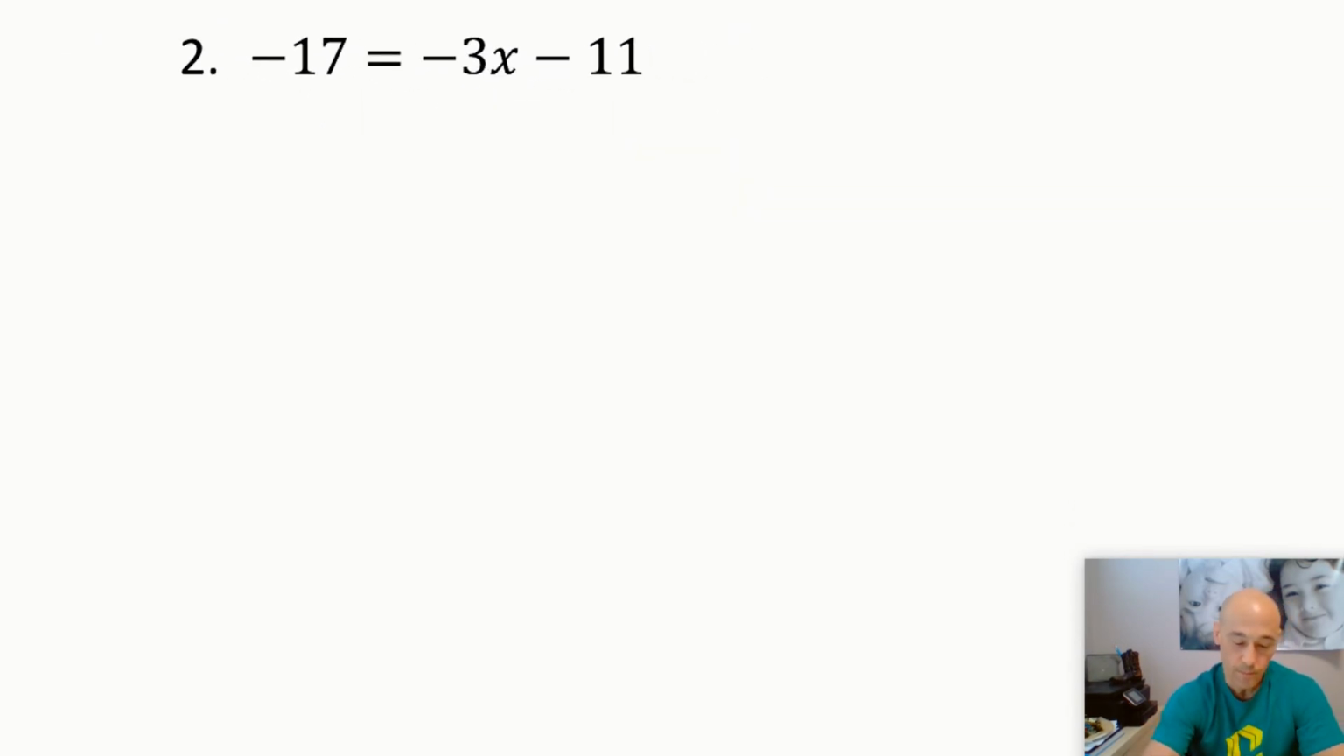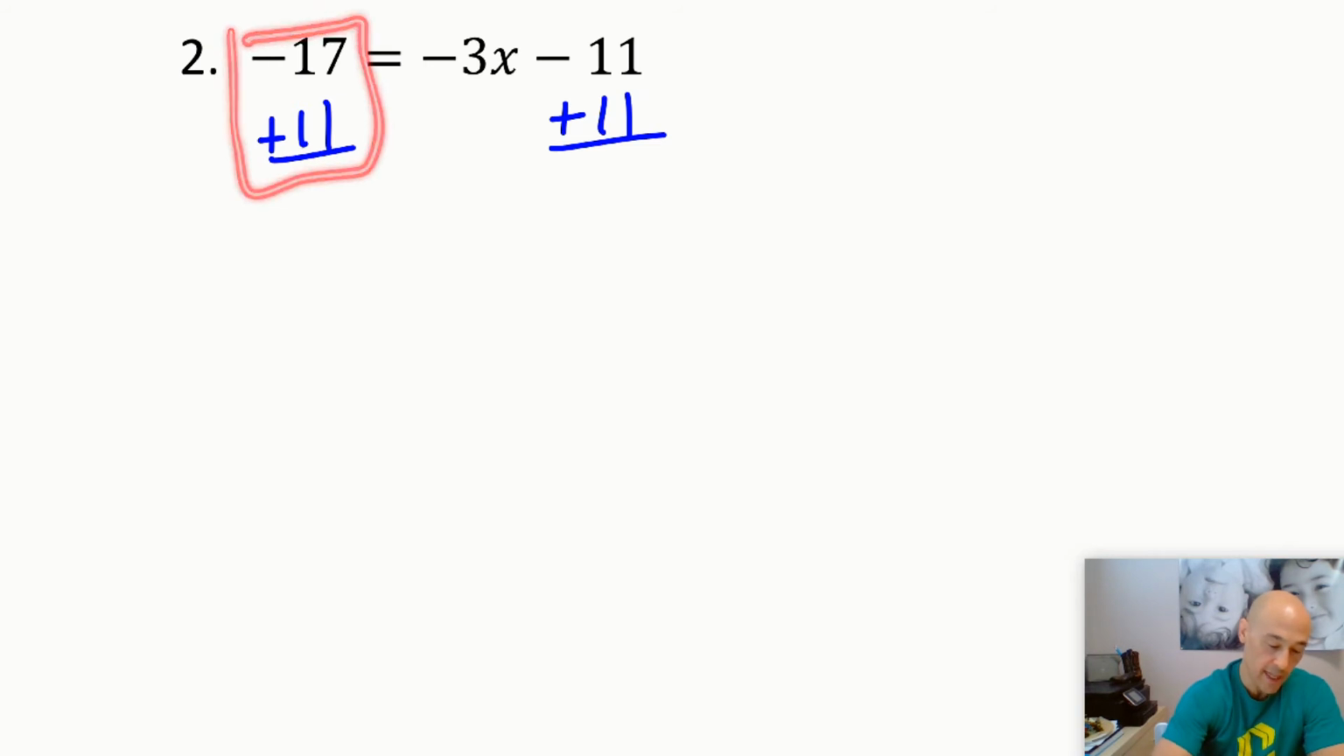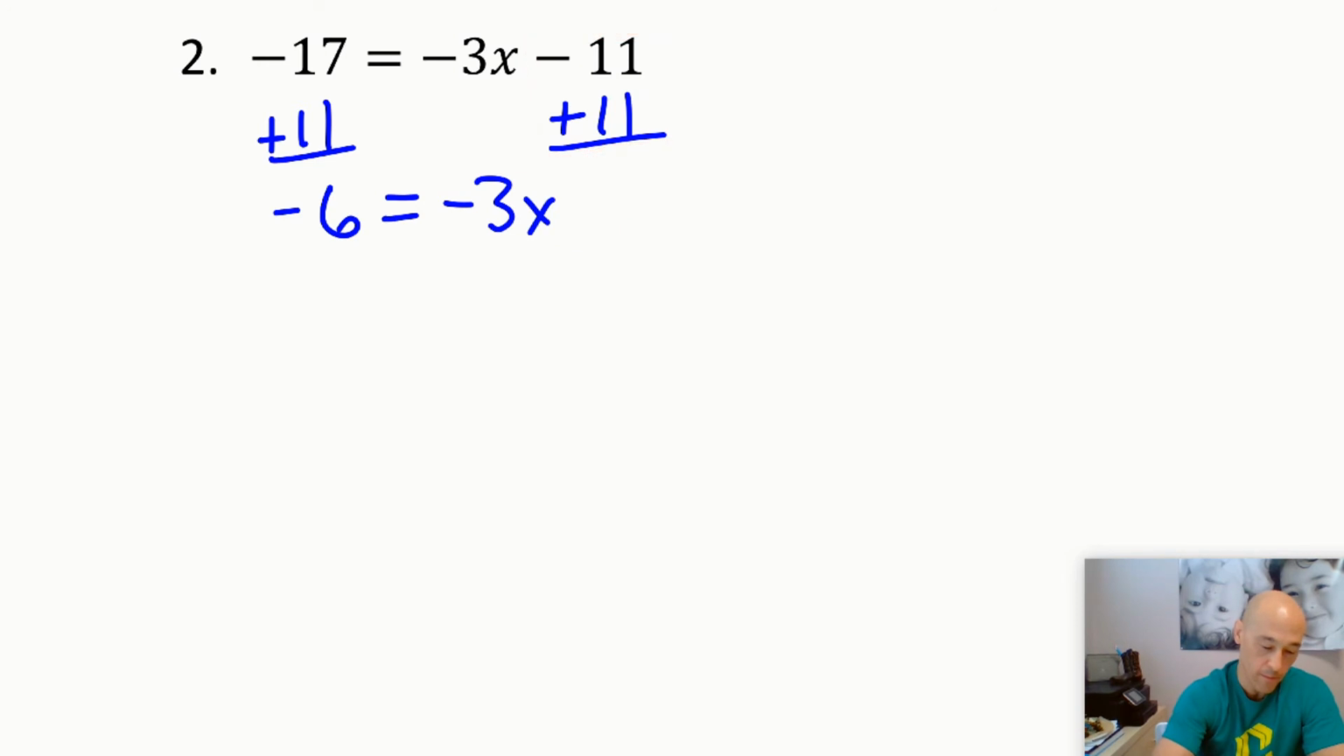All right. On this one, we're doing our work over here on the right. So because that's where we're going to isolate our x value, that's where it is. So are there any subtraction or addition? Yes, we have subtract 11 here. The inverse operation of subtraction is addition, so we add 11 to both sides of the equal sign. Negative 17 plus 11, well, that's kind of tough. It is a negative 6 is equal to negative 3x, and remember this makes a 0 right here.